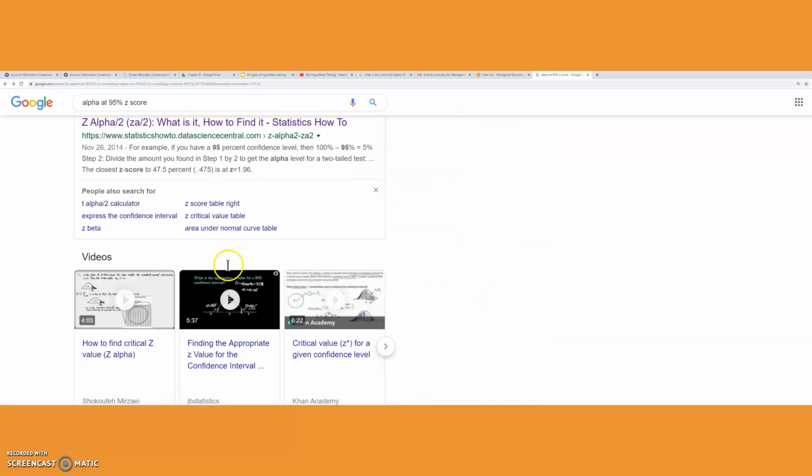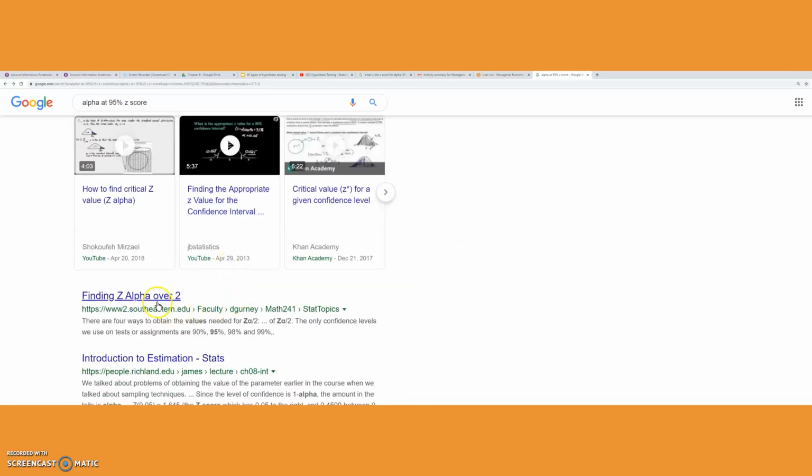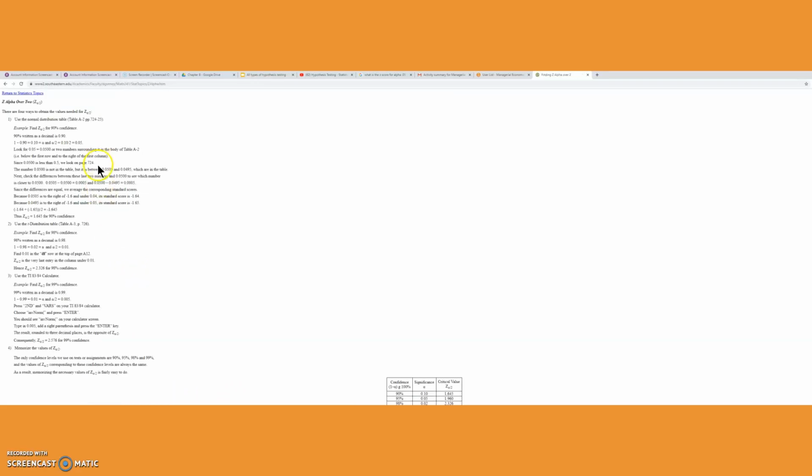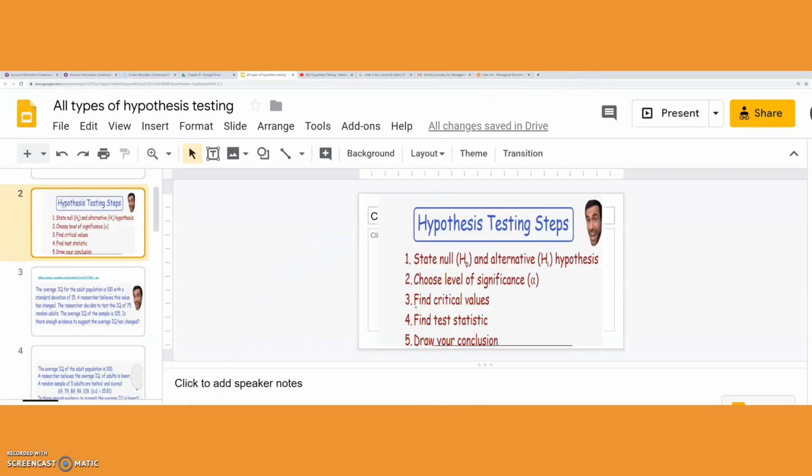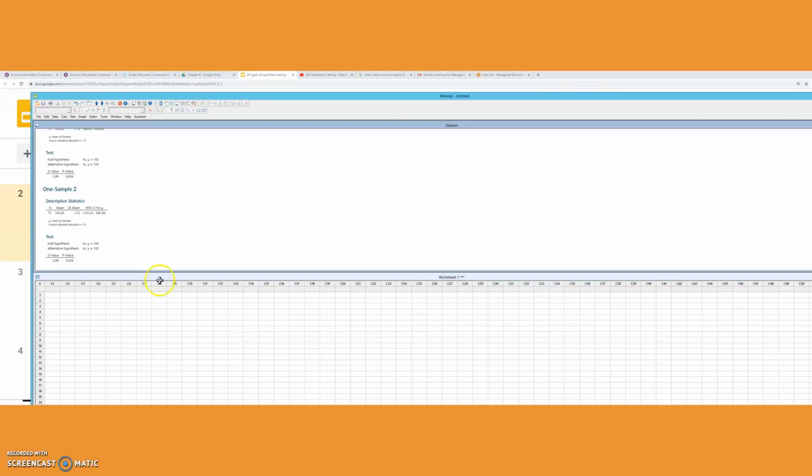Some of that is a little bit harder to find here, but I could go ahead and find another one, finding the z alpha over 2. And this is a little bit more complicated. Here it is, actually. It's a little bit smaller, but you notice alpha with 95% over 2 is going to be 1.960. This is one way of doing it. It's a little bit awkward over the video to show you, but I'm going to go ahead and use Minitab in this case.